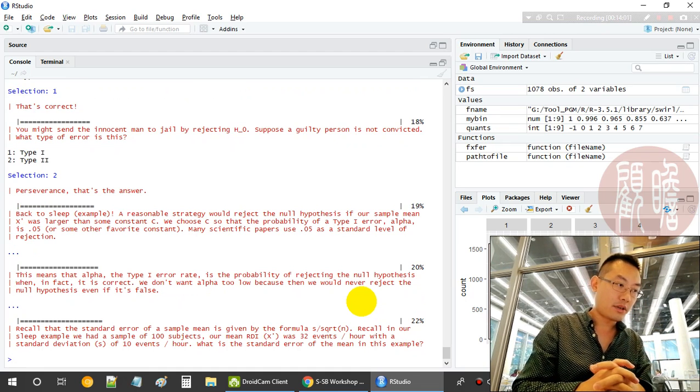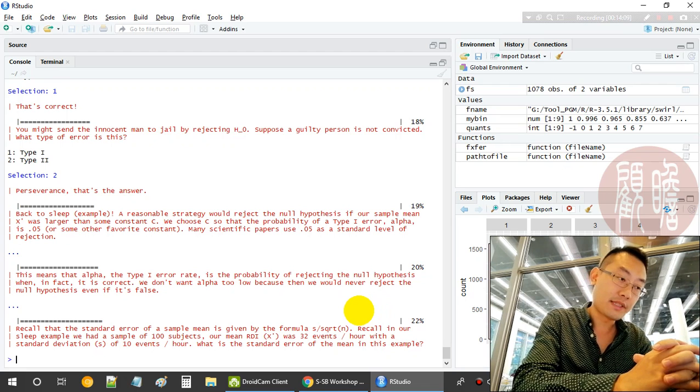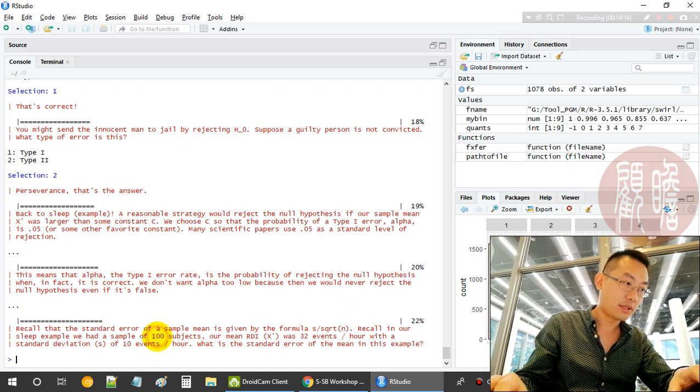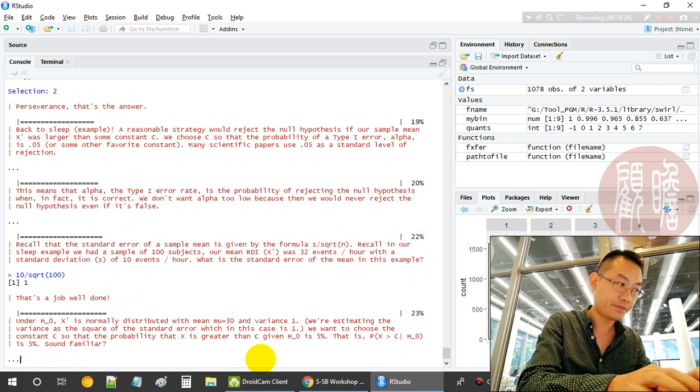Recall the standard error of the sample mean is given by the formula: standard deviation divided by the square root of n, where n is the number of samples. In our example, we have a sample of 100 subjects. Our mean value is 32 with a standard deviation of 10. So what is the standard error for the mean? This is 10 divided by the square root of 100, which is 1.